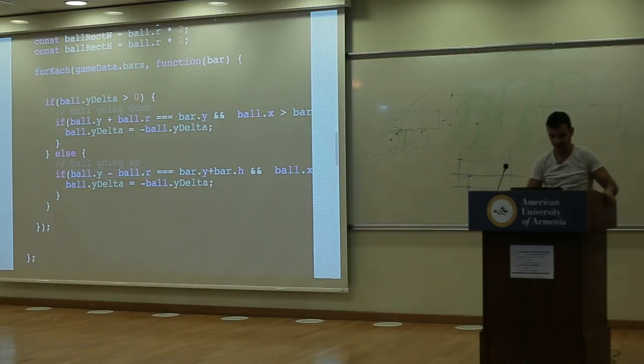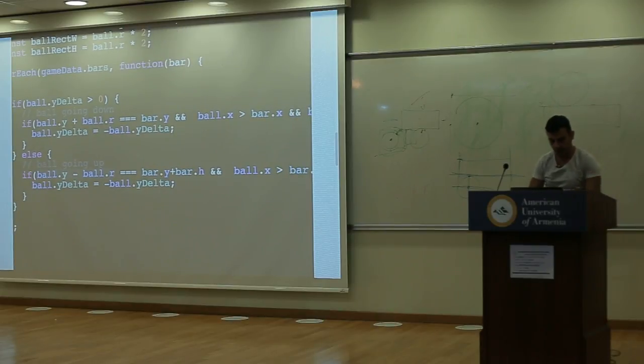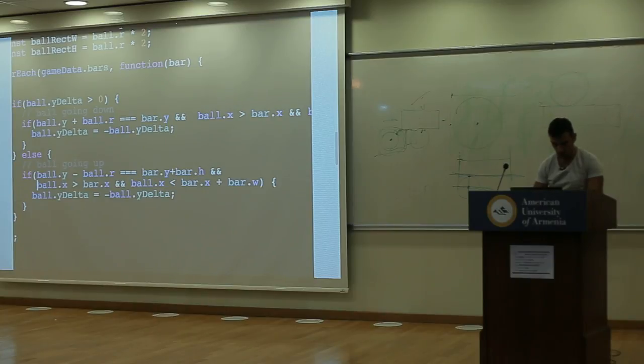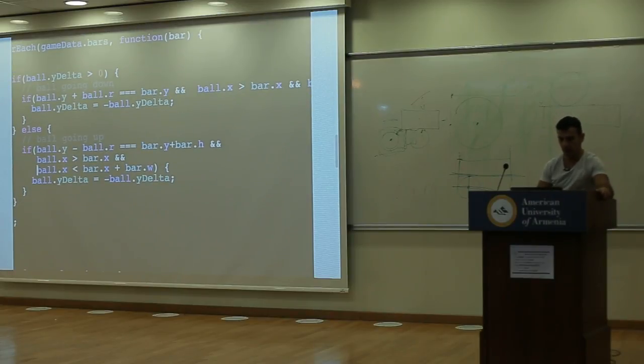Yeah. Okay. Here, let me do this so you can see it a bit easier. And there. So three conditions. The y has to be correct, and the x has to be inside of the bar, between bar x and bar x plus width. Yes? Bar x plus width.